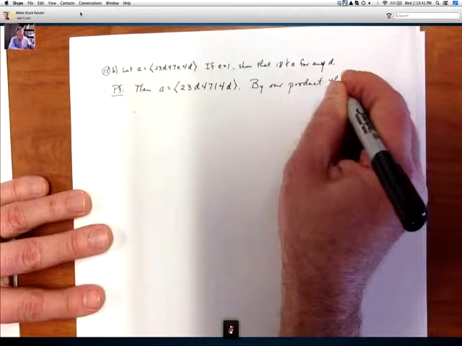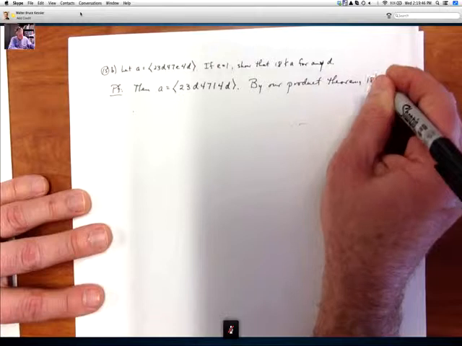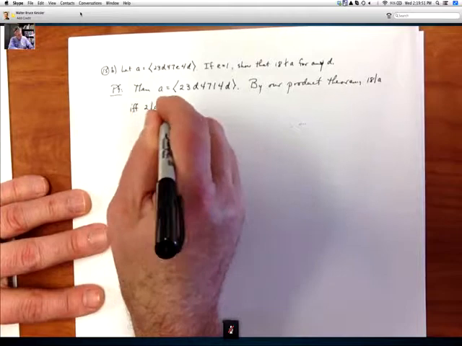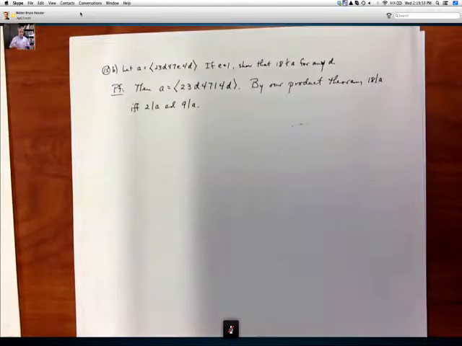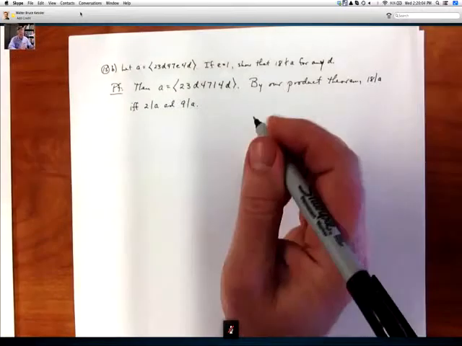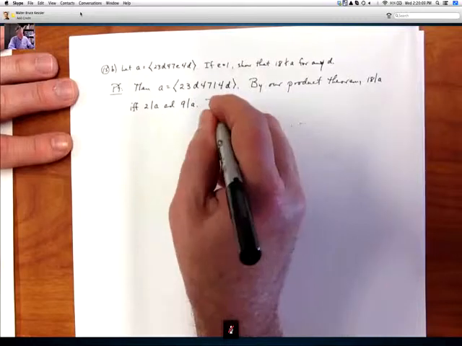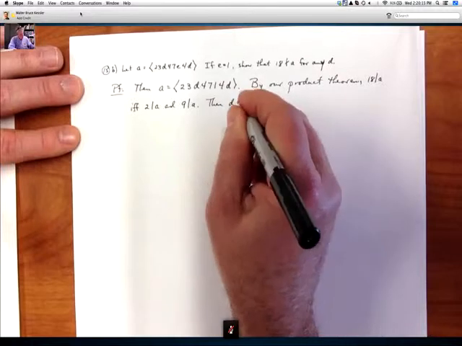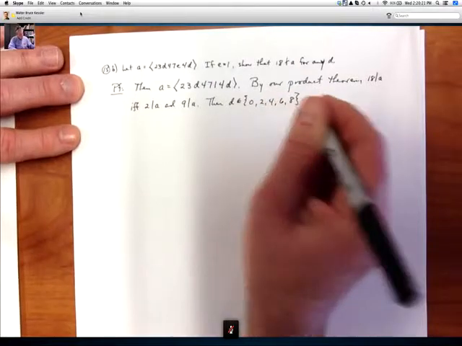Our product theorem, 18 divides A if and only if 2 divides A and 9 divides A, because 2 times 9 is 18 and they are relatively prime. Then, to be divisible by 2, D has to come out of this set of numbers, 0, 2, 4, 6, 8.